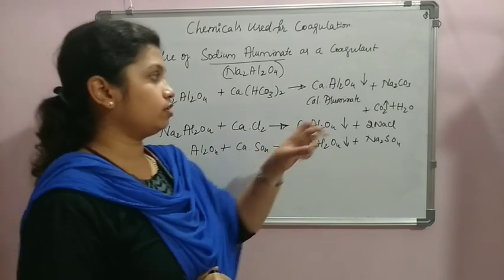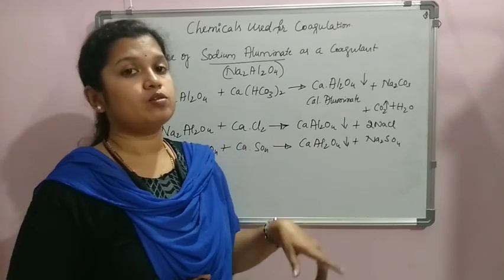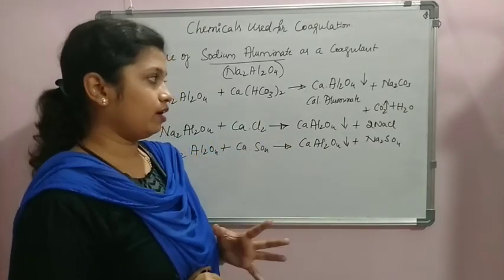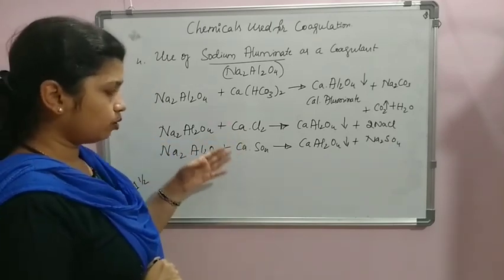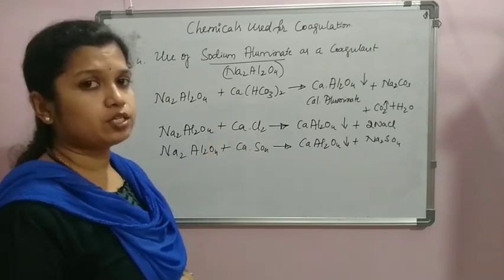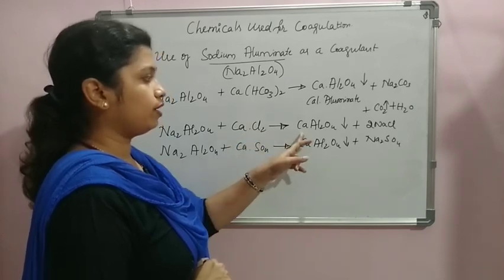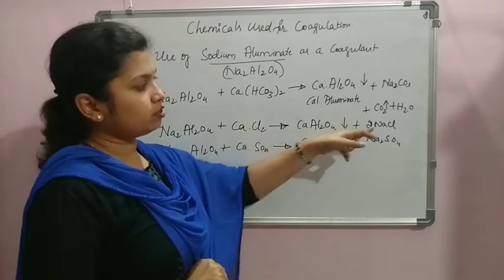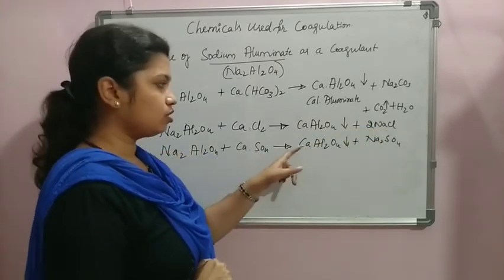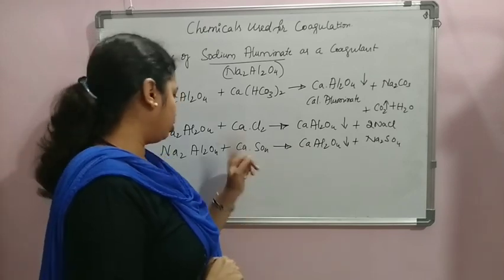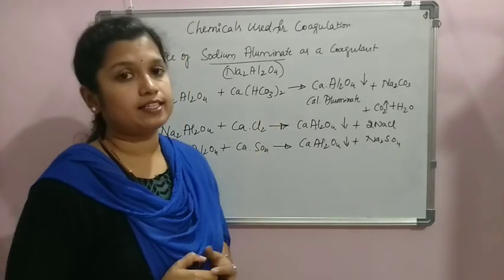Next, the other products of the reaction are Na2CO3, CO2 plus H2O. Here it also gives rise to carbon dioxide gas. Further, the sodium aluminate can also react with calcium chloride and calcium sulfate. When it reacts with calcium chloride, it again gives rise to calcium aluminate, which readily settles down. The remaining product is NaCl. When it reacts with calcium sulfate, again calcium aluminate is formed, and the leftover product is Na2SO4. These are the reactions associated with the use of sodium aluminate as a coagulant.